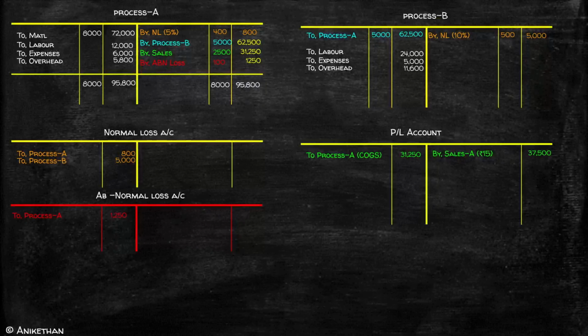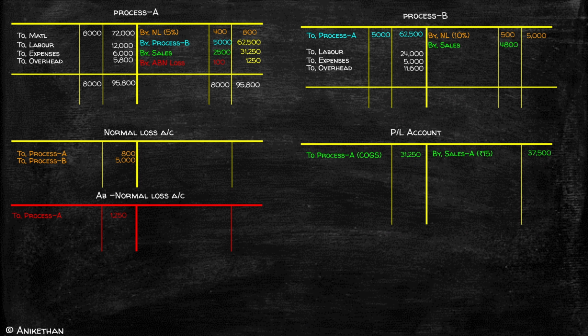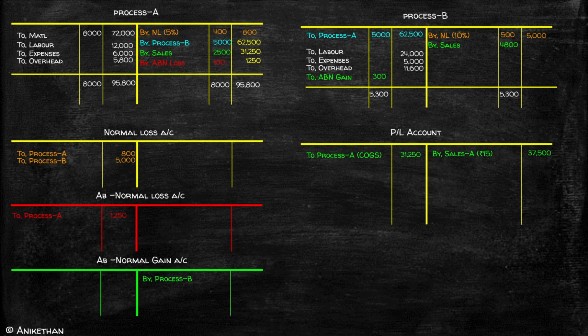Let us go to process B. By sales, they have told us the entire output of 4,800 is sold, so I represent that on the credit side. Then I will check whether there is an abnormal gain or abnormal loss. In this case the credit side is more, by 5,300. So that means 300 units on the debit side come as an abnormal gain. Again I have to calculate the cost per unit, so I will open abnormal gain before that and paste the matching entry by process B.